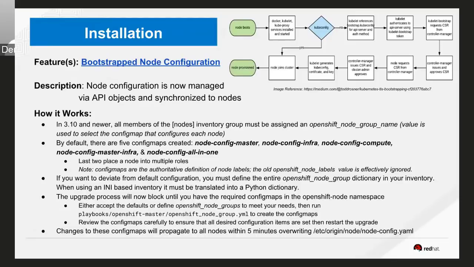Another major feature of this, and why this is important, is that the way nodes join a cluster has changed. A node is given an initial bootstrapping config that gives it enough information to phone home to the API server to say, hey, this is who I am, and I want to join the cluster. It can do that securely. Then the API server knows how to deliver your configuration down to the node based on one of these config maps in your cluster.